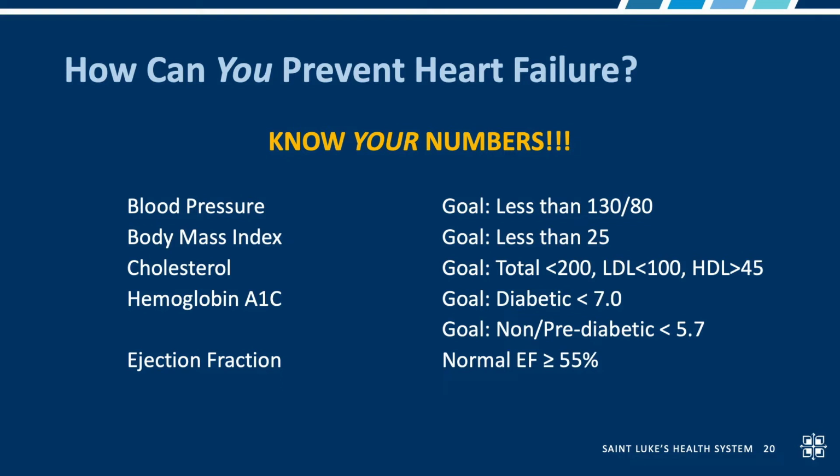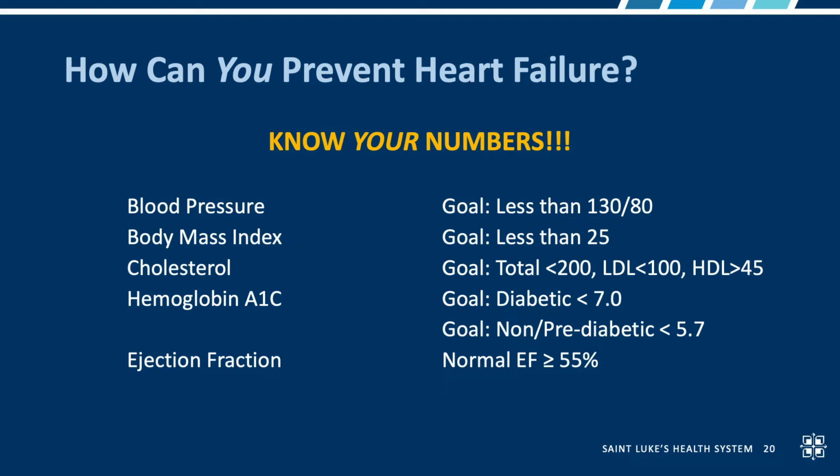And then the hemoglobin A1C, this is a test that we use to screen for diabetes. In a diabetic patient, we want the hemoglobin A1C less than 7% with good control of diet and medicines if needed. And for patients who are not yet diabetic or who are pre-diabetic, we like the A1C to be less than 5.7%. And finally, a number called the ejection fraction, which we'll talk more about later.